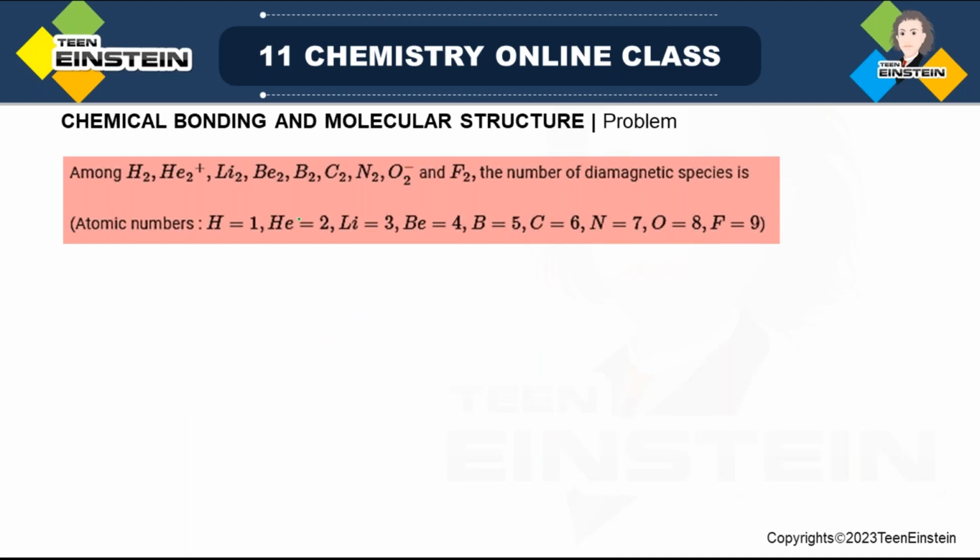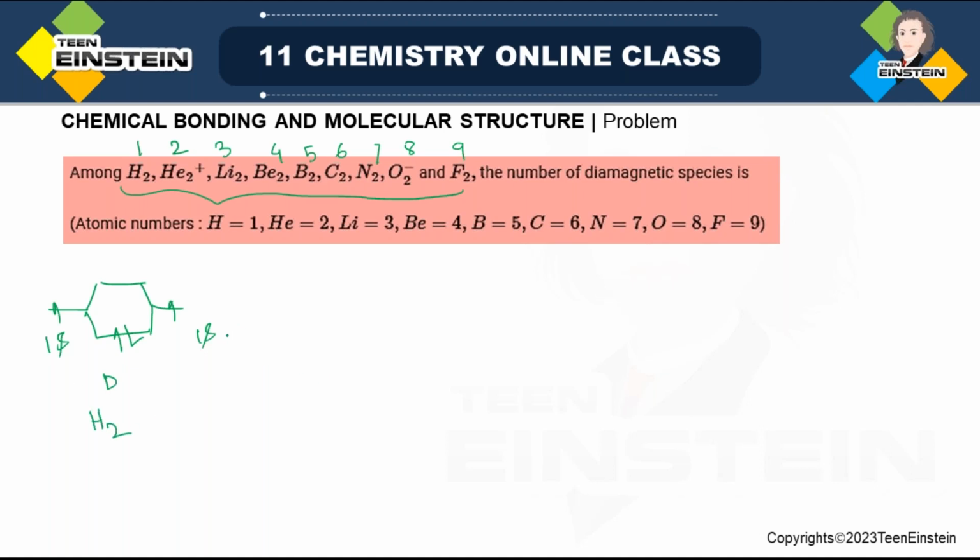Here we have to find the number of diamagnetic species. Total how many species are given? 1, 2, 3, 4, 5, 6, 7, 8, 9. So this is an integer type of problem. Atomic numbers are given, so that information is there. For H2, whether it is diamagnetic or not is very simple. We know H2 contains 1 electron in 1s on each side. So when you are placing these electrons, yes, it is a diamagnetic species, right?